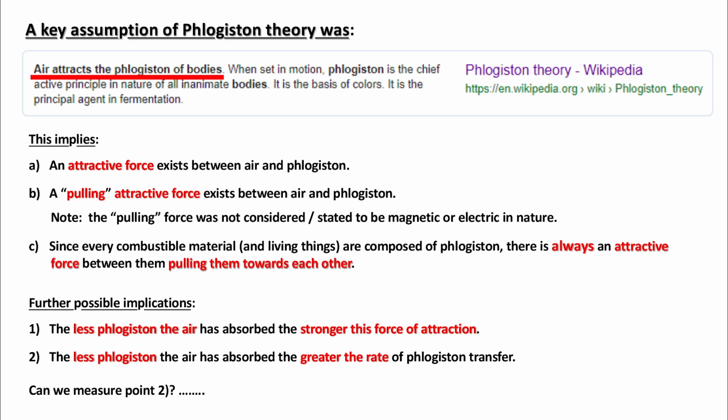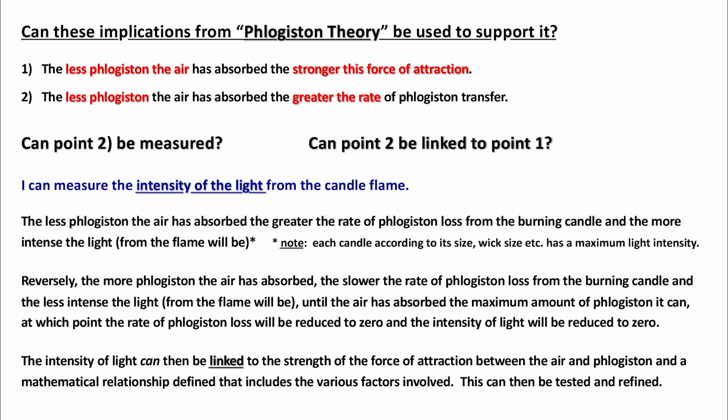Further possible implications. 1. The less phlogiston the air has absorbed, the stronger this force of attraction. 2. The less phlogiston the air has absorbed, the greater the rate of phlogiston transfer. Can we measure point 2? Can these implications from phlogiston theory be used to support it? Can point 2 be measured? Can point 2 be linked to point 1?